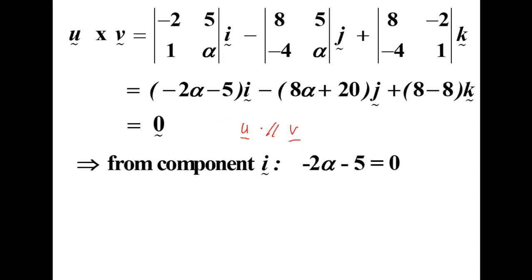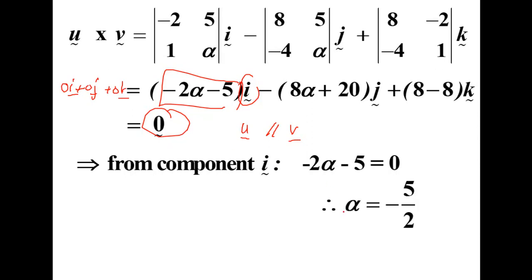And then compare the component I. Negative 2 alpha minus 5 is equal to 0, because that is equal to 0I plus 0J plus 0K. And then get alpha is equal to negative 5 over 2.